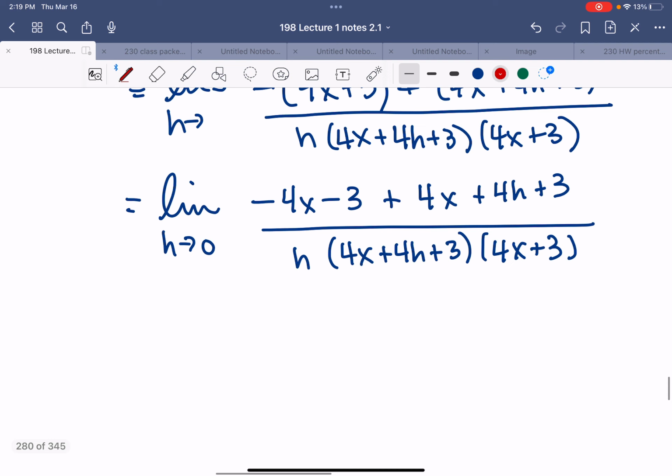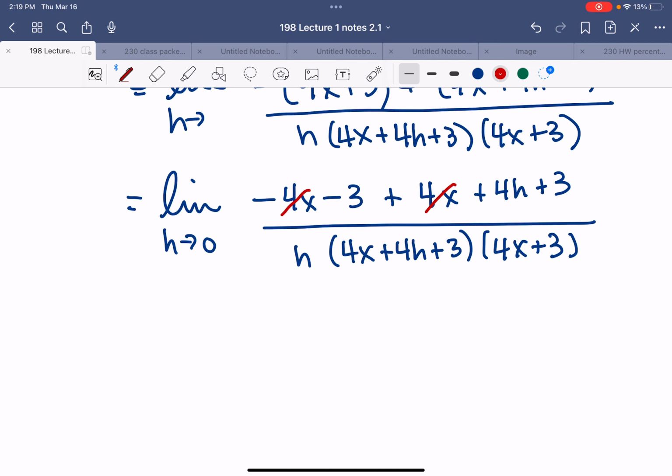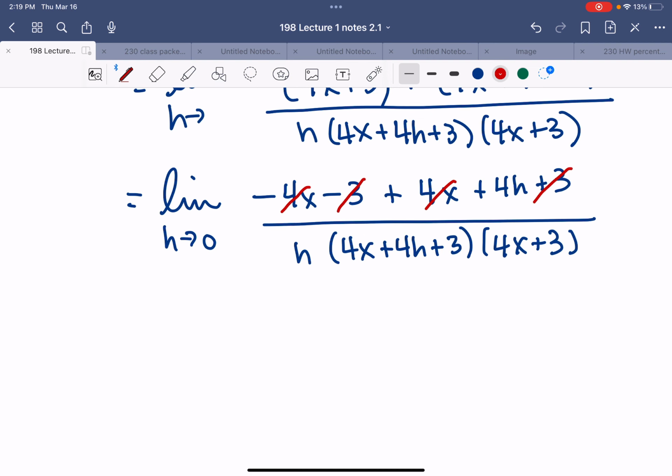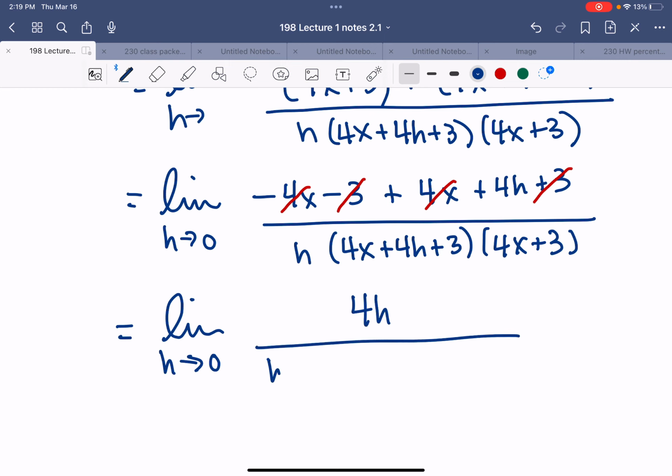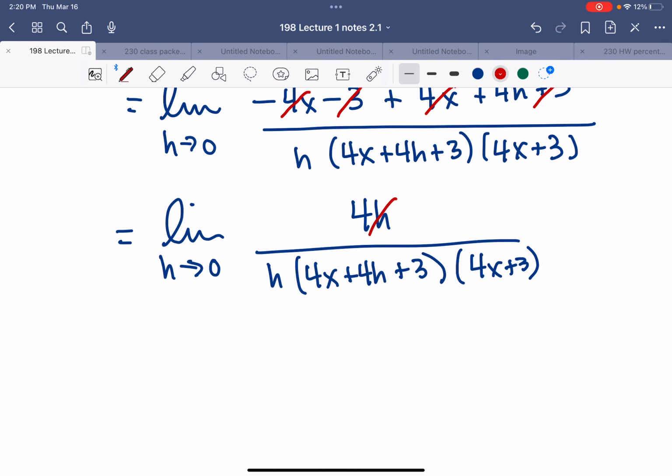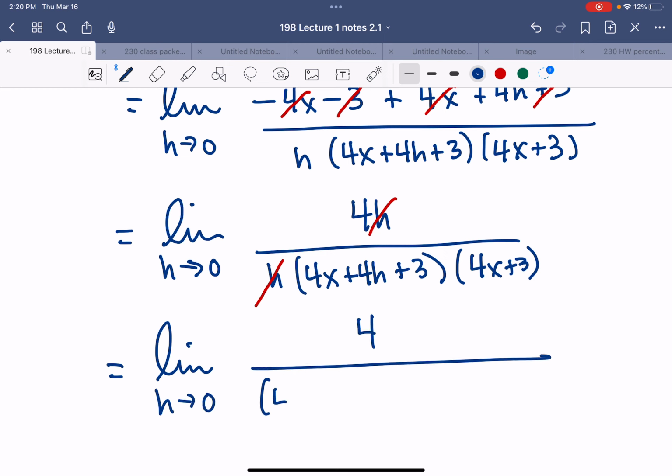Now I look for things to cancel. So I have a positive and a negative 4x and a positive and negative 3. So those all cancel. And now I'm left with stuff that just has h's in it, right? That's the theme here. So we get a 4h on the top and an h on the bottom with 4x plus 4h plus 3 and 4x plus 3. Then I can cancel my h's. That gives me the limit as h goes to 0 of 4 all over 4x plus 4h plus 3 and 4x plus 3.